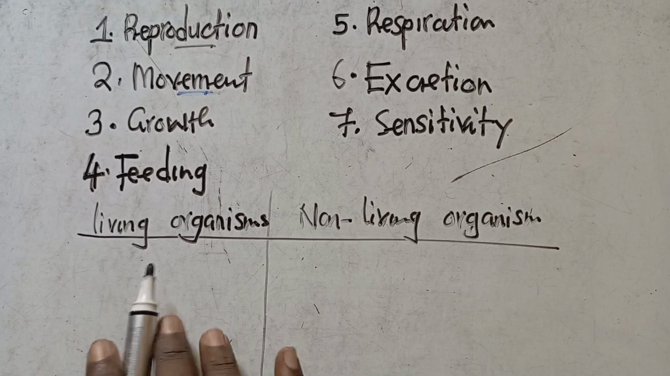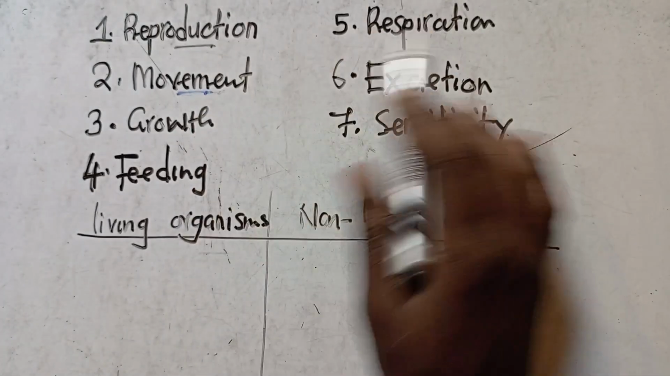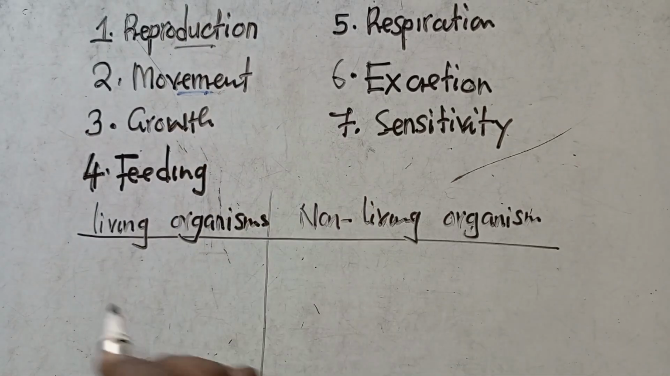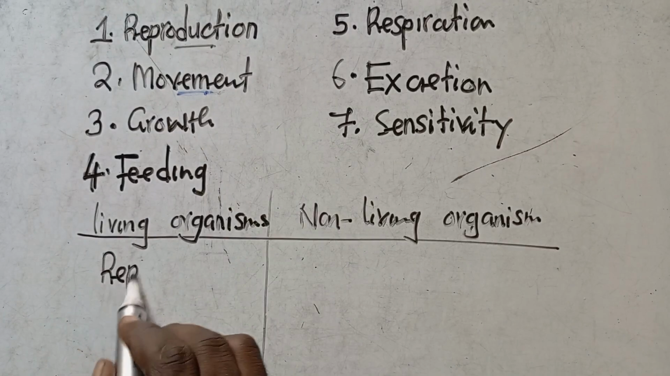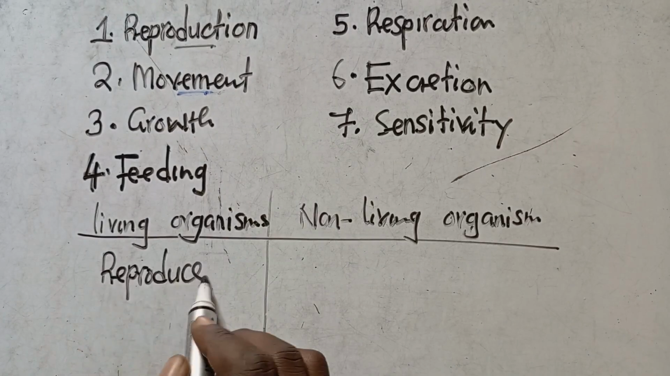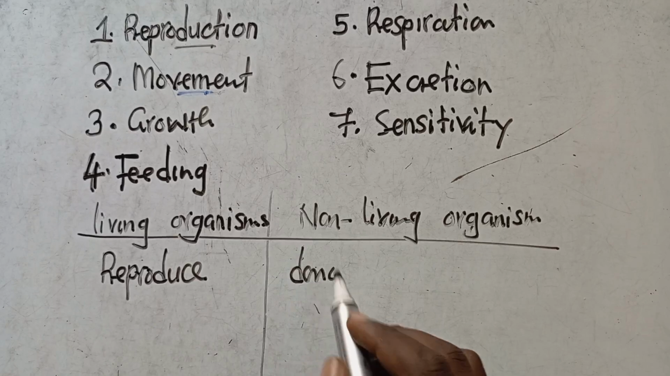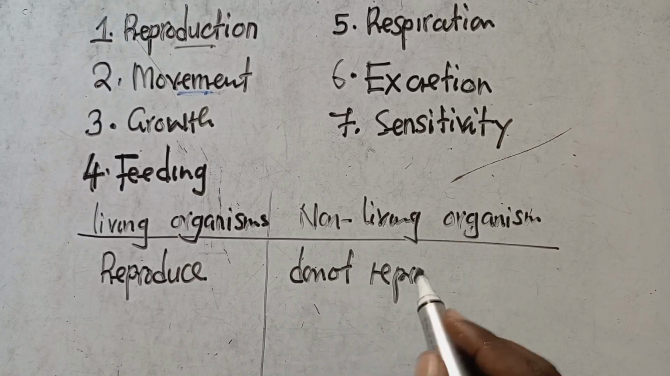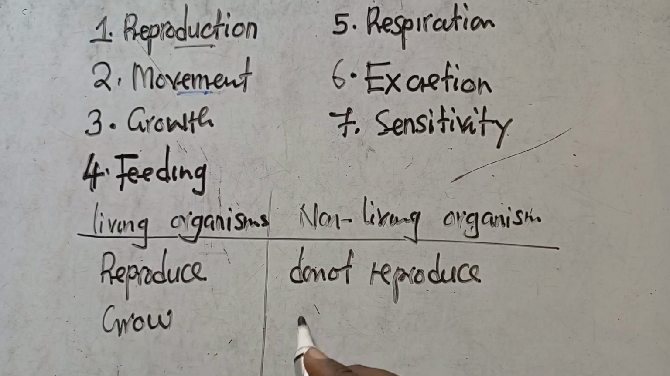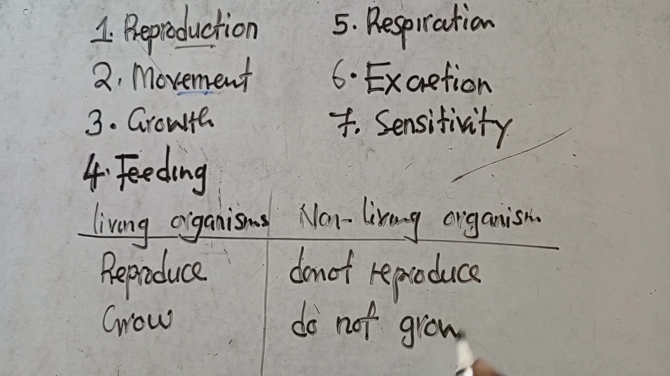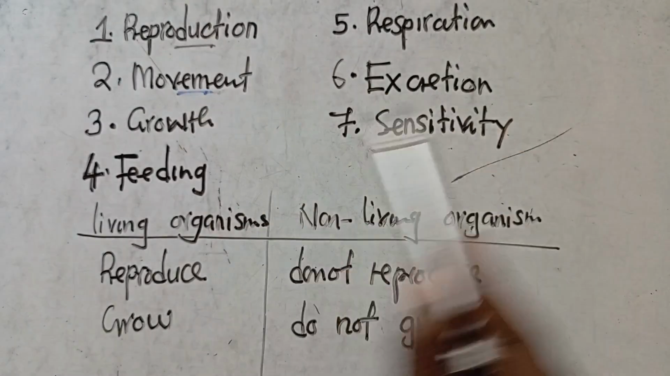So you now discover that living organisms are able to do all these 7 things. So just tell them, living organisms, they are what? They are able to reproduce. These ones can reproduce. These ones do not reproduce. Have you seen the difference? You just list these. These ones are able to do what? They are able to grow. Non-living organisms do not grow. There are a lot, but we are just talking about these 7.